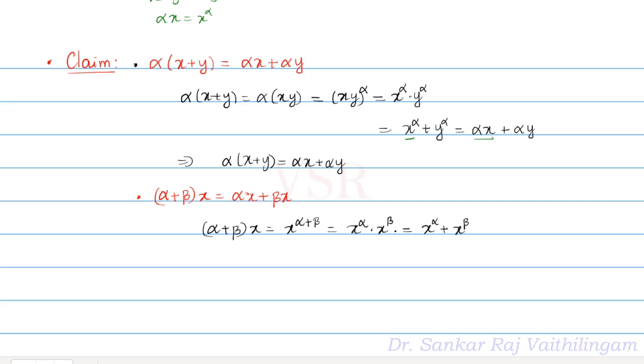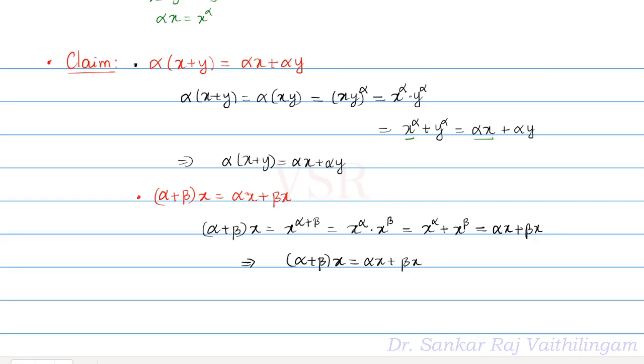And this is equal to x to the power alpha plus x to the power beta, where the plus is the addition here. So that is equal to alpha times x plus beta times x. So what we have shown is that alpha plus beta times x is equal to alpha x plus beta x. So we have proved this.